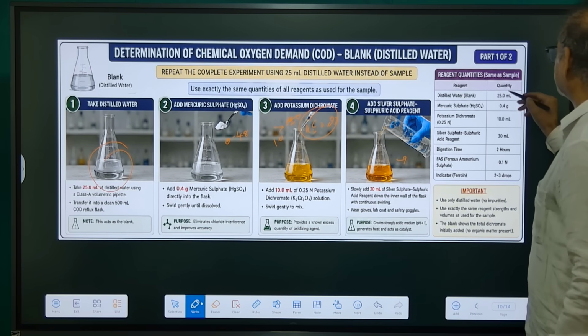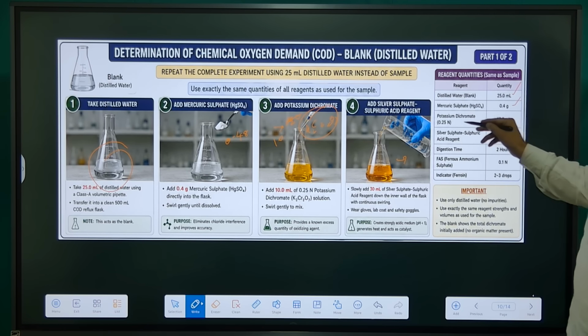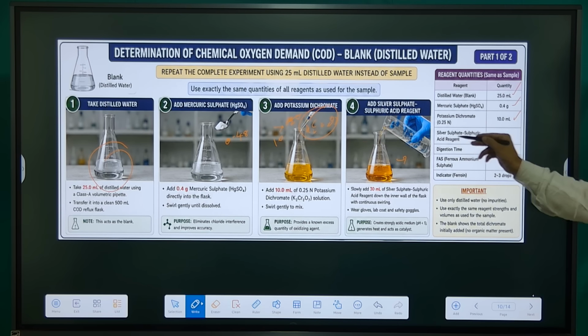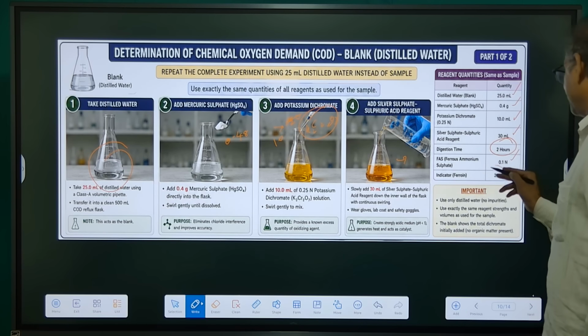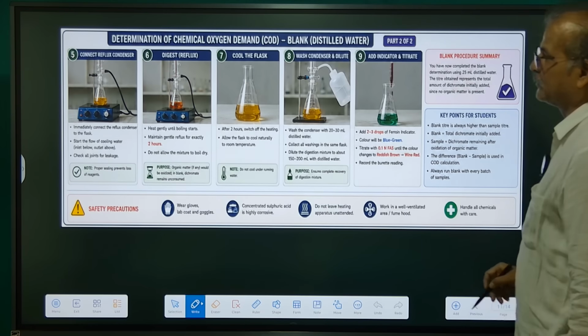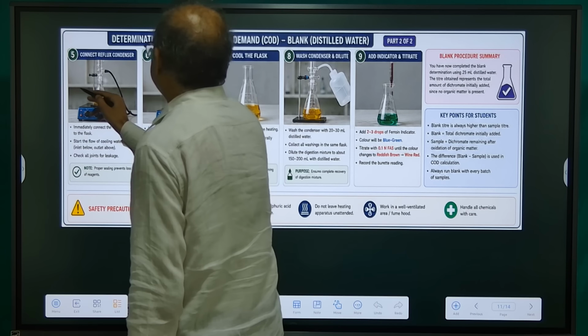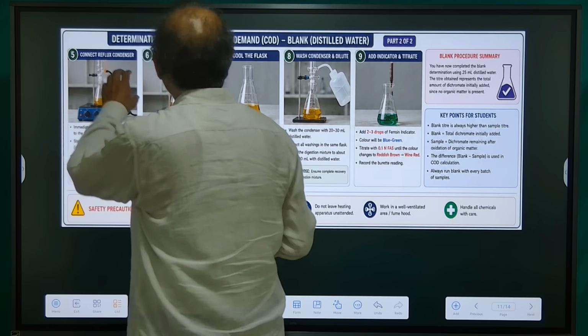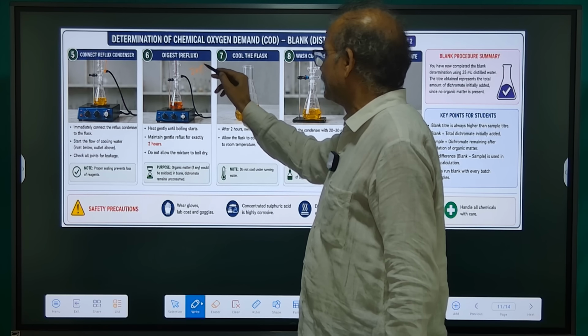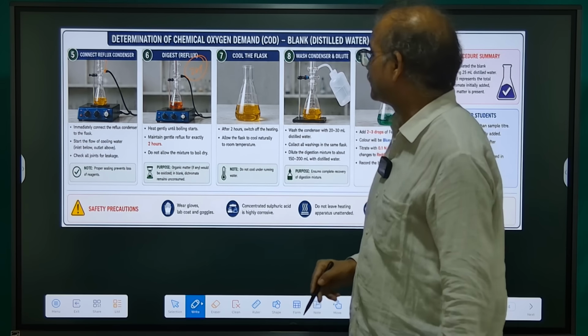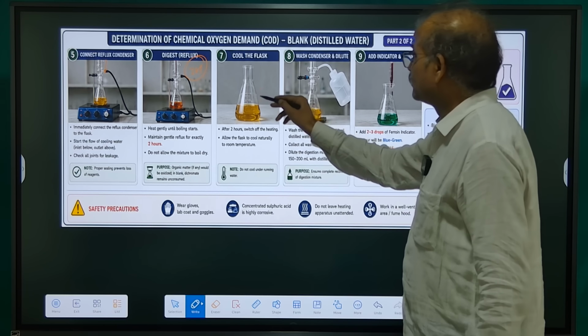Again, distilled water 25 ml, mercuric sulfate 0.4 gram, potassium dichromate 10 ml, silver sulfate and sulfuric acid 30 ml. Digestion time again we keep for 2 hours. Then we titrate with ferrous ammonium sulfate of normality 0.1 and the indicator is ferroin. So we keep it for reflux by adding the condenser. Keep heating for 2 hours so that all organic matter is oxidized with the K2Cr2O7, potassium dichromate.